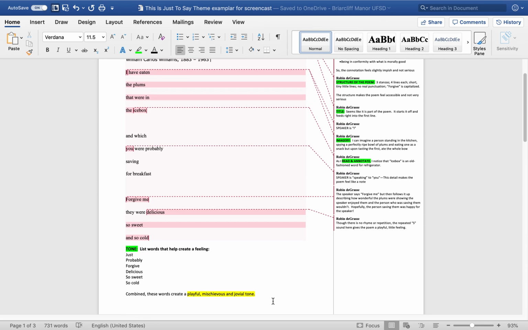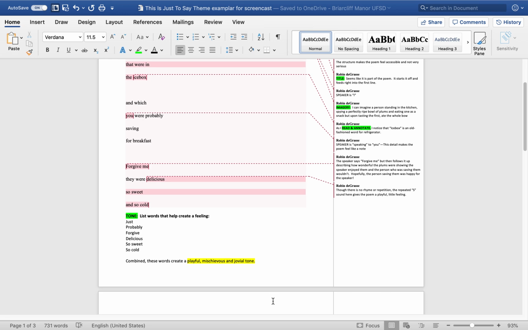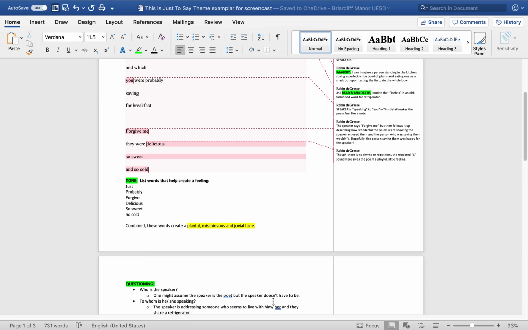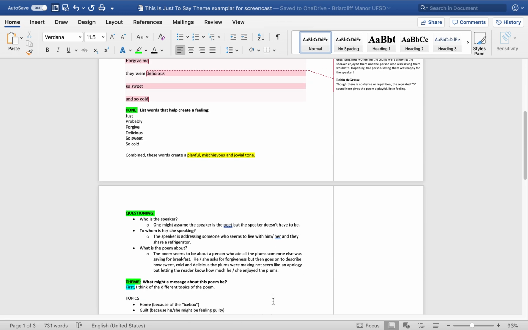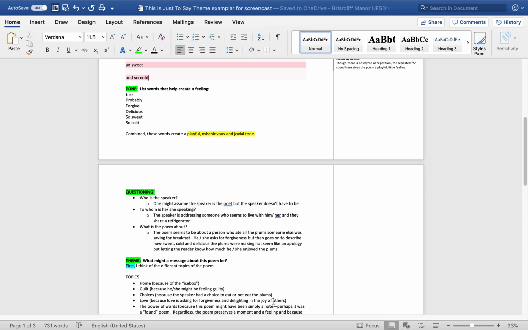So these are just the start. This is just the start of our taking the poem apart. The speaker, who is the speaker? One might assume the speaker is the poet, but it doesn't have to be. To whom is he or she speaking? The speaker is addressing someone who seems to live with him or her, and they share a refrigerator.